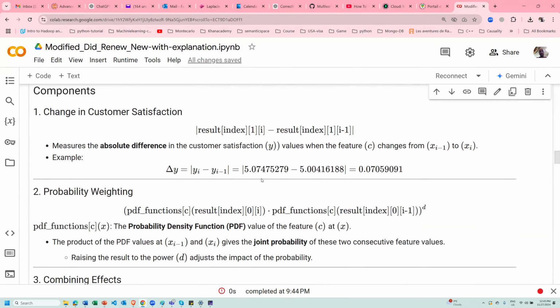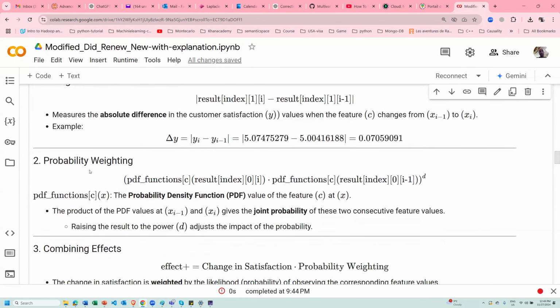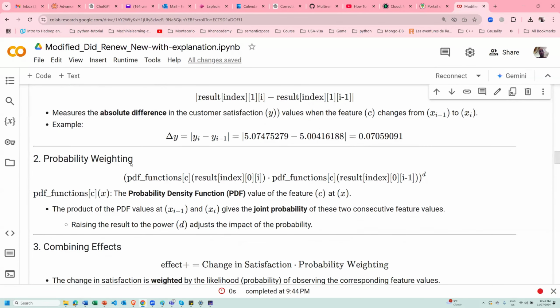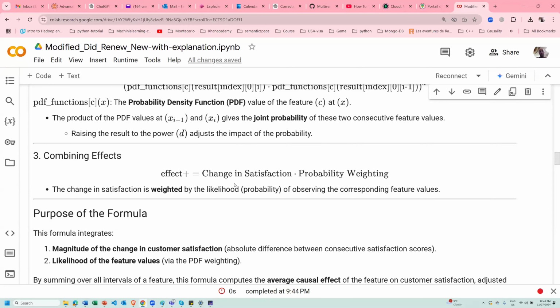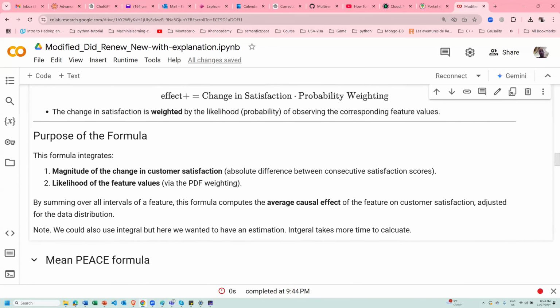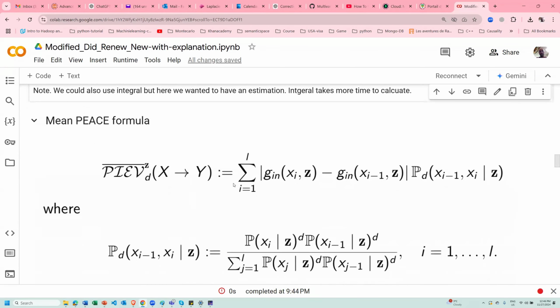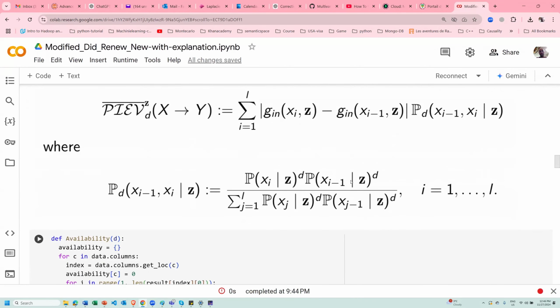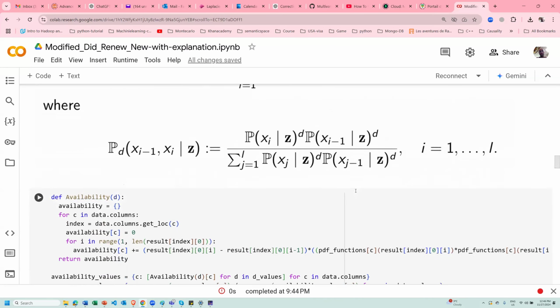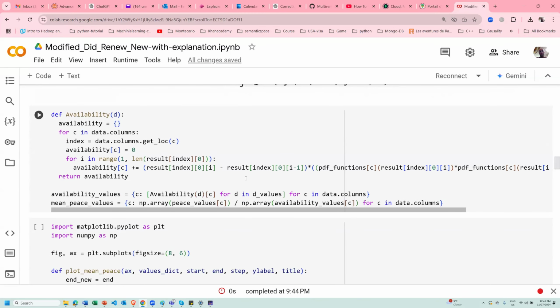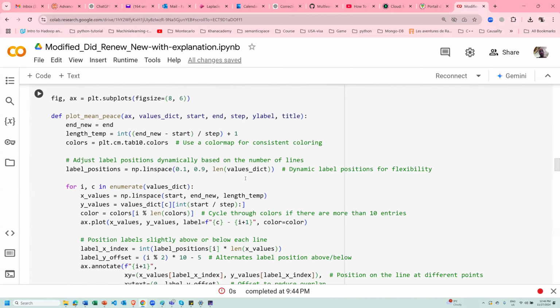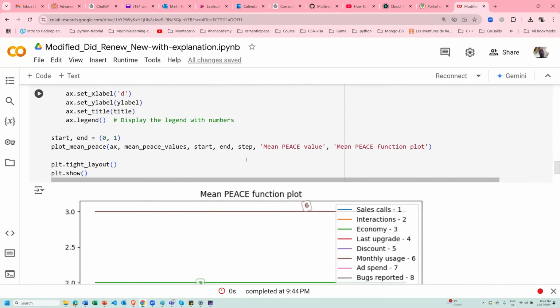And we have this probability weighting. Again, I just explained it. You have the comments, you can just look at these if you're interested. And for the mean, I also showed you the mean formula.